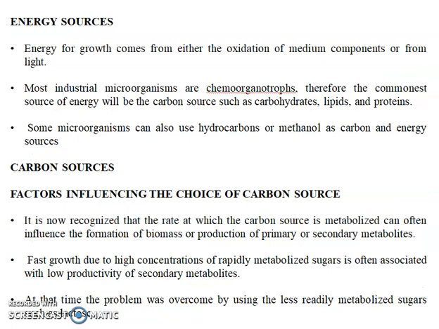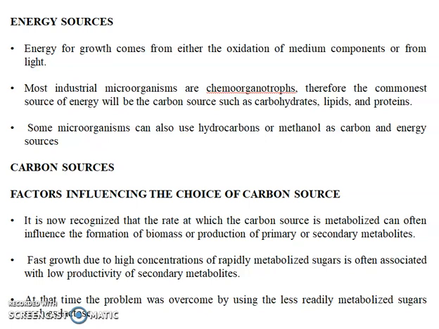Energy sources give energy to the microbial cell for growth. Energy for growth comes either from the oxidation of medium components or from light. Most industrial microorganisms are chemotrophs, which means organisms that obtain energy from the oxidation of reduced organic compounds, called chemoorganotrophs. Therefore, the commonest source of energy is the carbon source, such as carbohydrates, lipids, and proteins. Some microorganisms can also use hydrocarbons or methanol as carbon and energy source.